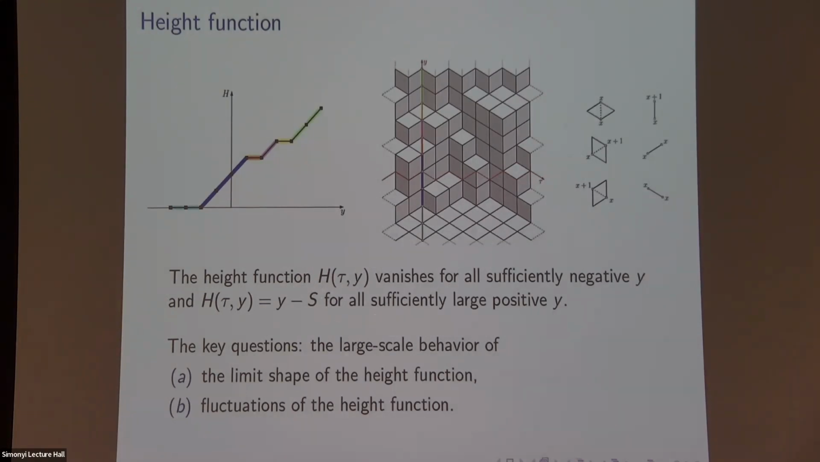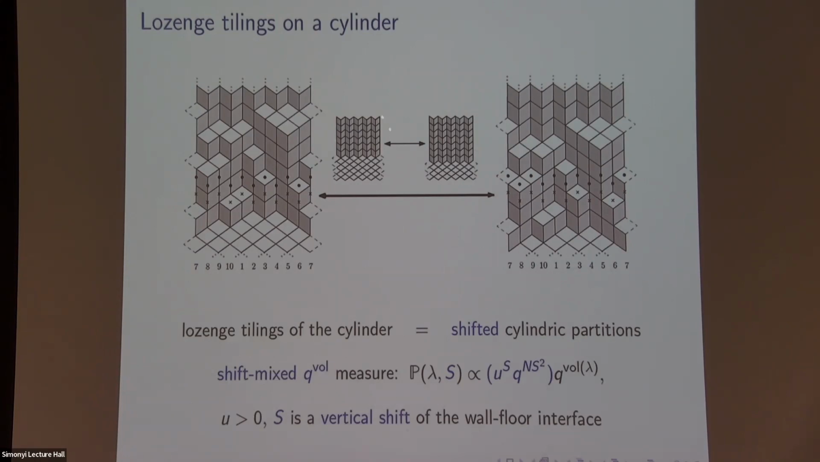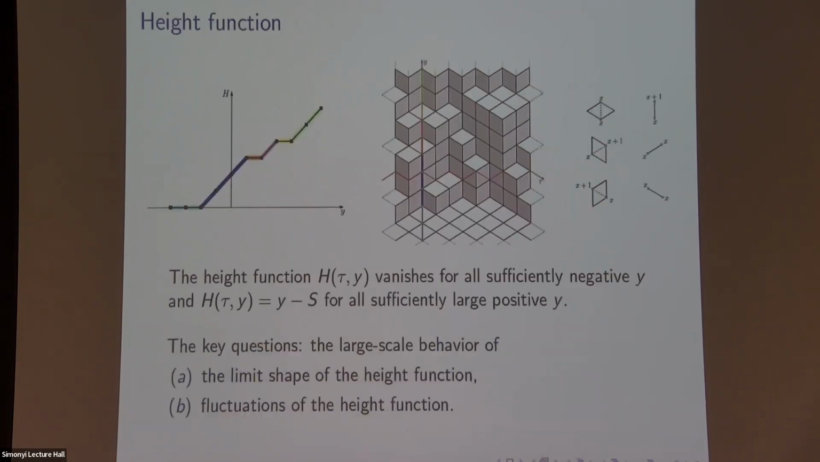If we start with the non-shifted cylindric partition, we think only about lozenge tiling configurations, which, if we think about them as a stack of cubes, correspond to this fixed empty room. So we can just reduce ourselves to thinking about these lozenge tiling configurations. And in this case, the height function, if we go far away up, simply coincides with the y coordinate.